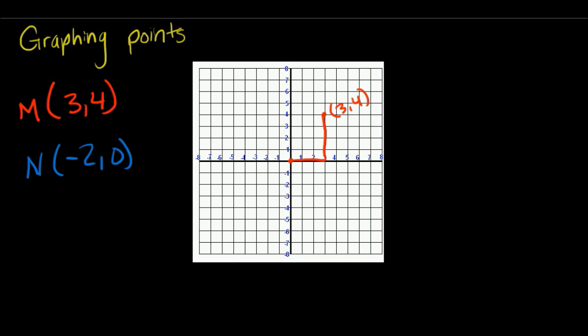Now let's take a look at point N at -2, 0. Start at the origin, go 2 units to the left because it's negative, and then just stay on the x-axis because the y-coordinate is 0.